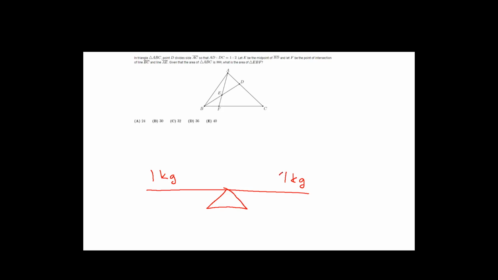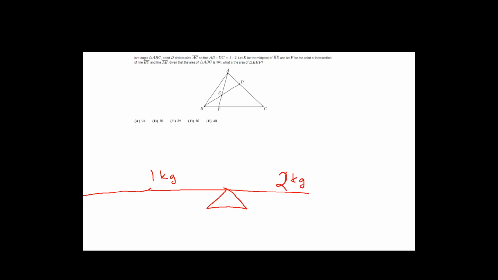But what if we change this 1 kg weight to be a 2 kg weight? Obviously, it's going to try to sink on the right side. But is there anything we can do without increasing this weight to make it balanced? So the answer is actually yes.